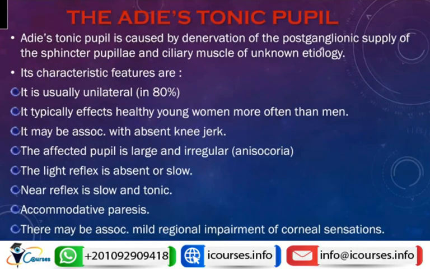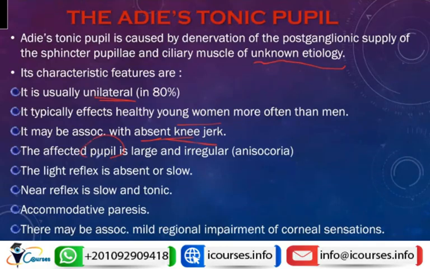So what is Adie's tonic pupil? As I told you, this is a denervation of the postganglionic nerves. The short posterior ciliary nerves, which carry the postganglionic fibers from the ciliary ganglion, are denervated or damaged. This usually occurs with unknown etiology, but some say it could be due to a viral etiology. About two thirds of cases are unilateral, two thirds are in females, and it could be associated with Holmes-Adie syndrome, in which there is an absent knee jerk.